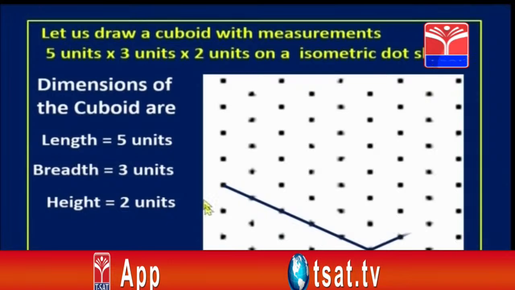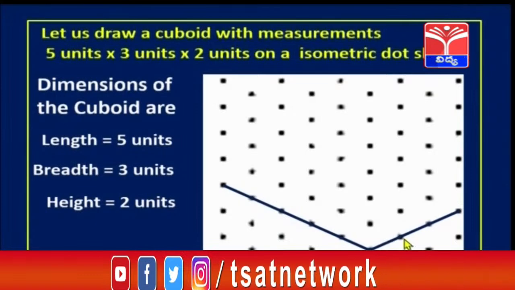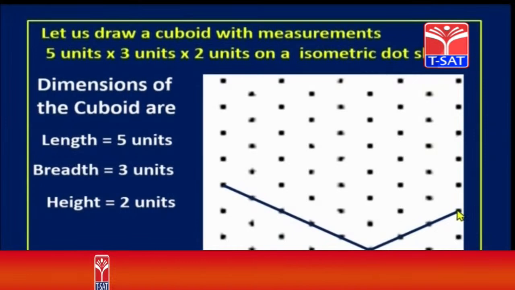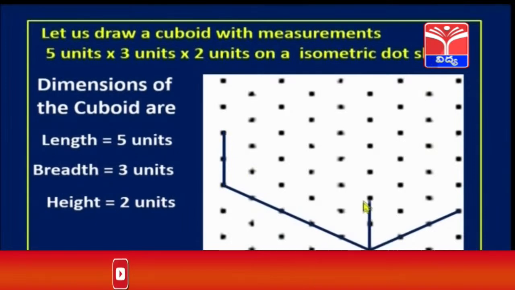Next, the breadth is 3 units, children. So if you want to include this, you have to take 4 points. If you want to exclude this, you have to take 3 points. 1, 2, 3. Okay, we have taken length, we have taken breadth. Now what is the height, children? Yes, it is 2 units. So 2 units above, I am joining 2 points above. Here also 2 points above. Here also 2 points above.